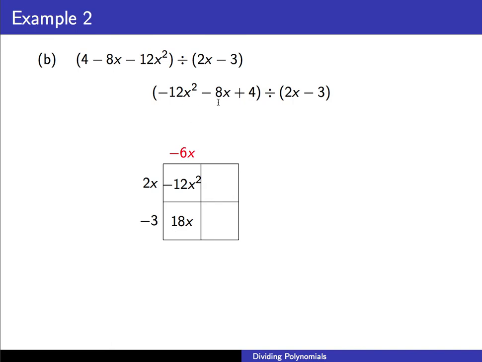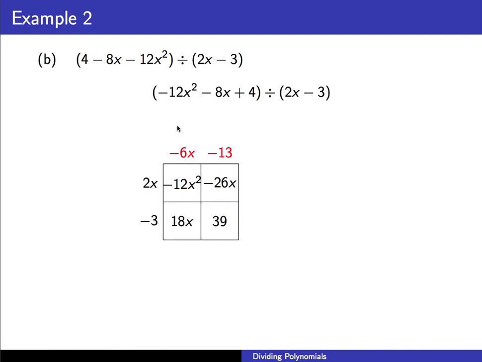Now we have to account for the negative 8x. Well, we have 18x. What do we have to add to 18x to get the negative 8x? That's going to go in this upper right cell, and that's negative 26x. So 18x plus negative 26x gives us negative 8x. Negative 26x divided by 2x is negative 13. We're going to write that above that column. And then negative 13 times negative 3 goes in this bottom right cell is positive 39.